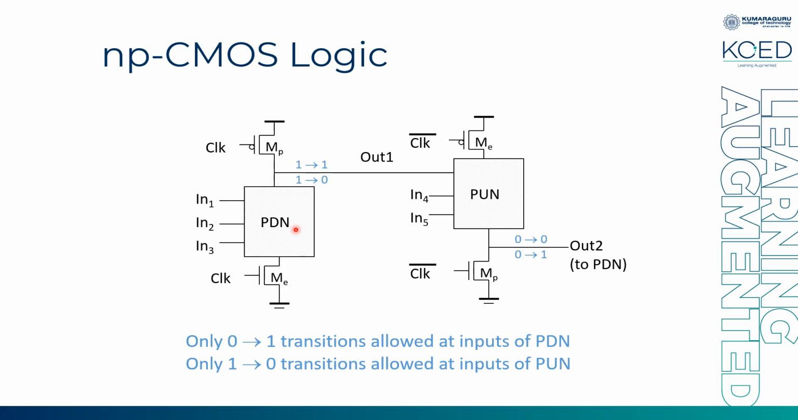So 0 to 1 transitions in case of PDN, as we have seen in dynamic and domino, after pre-charge and every evaluation phase, 0 to 1 is made possible. Here, in case of PUN, that is pull-up network, you will have transition 1 to 0 possible after the end of evaluation.